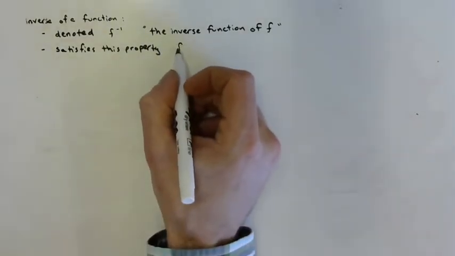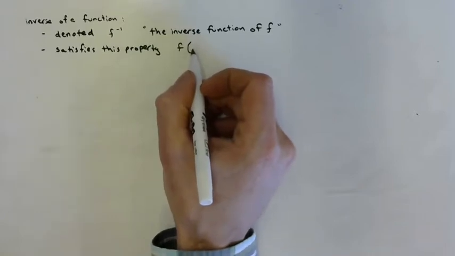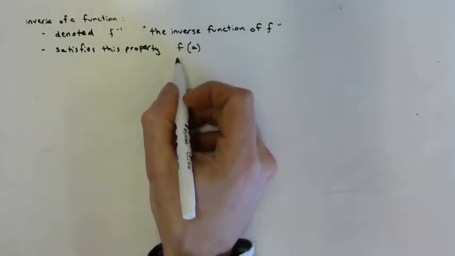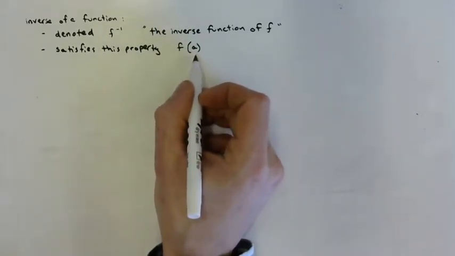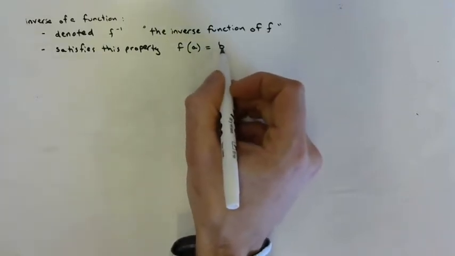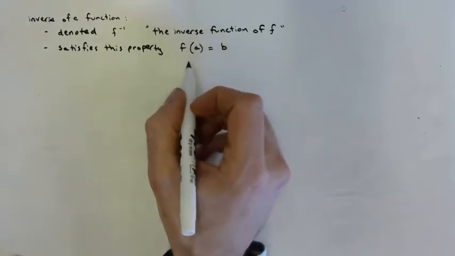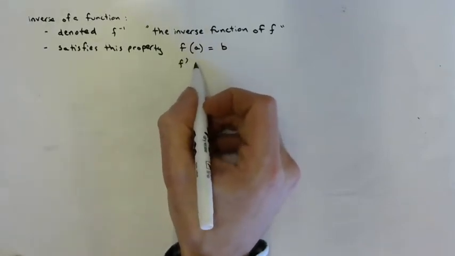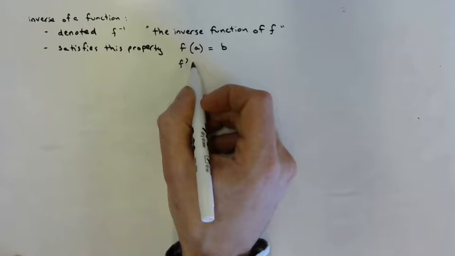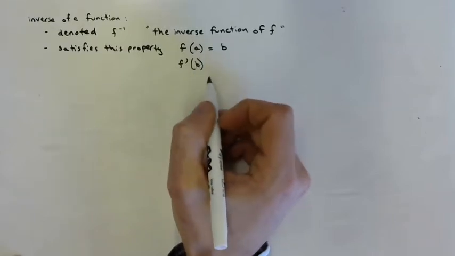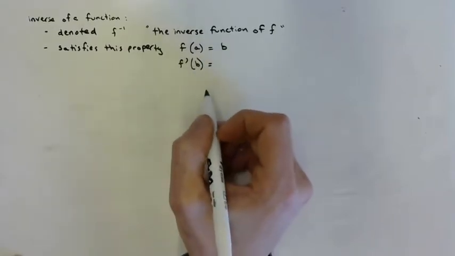that if you took f of a, so you take your function f of x and you put in any number a, you will get out some value. Okay? Now, in the inverse function, if you put b in, remember that inverse undoes something. What's going to come out?